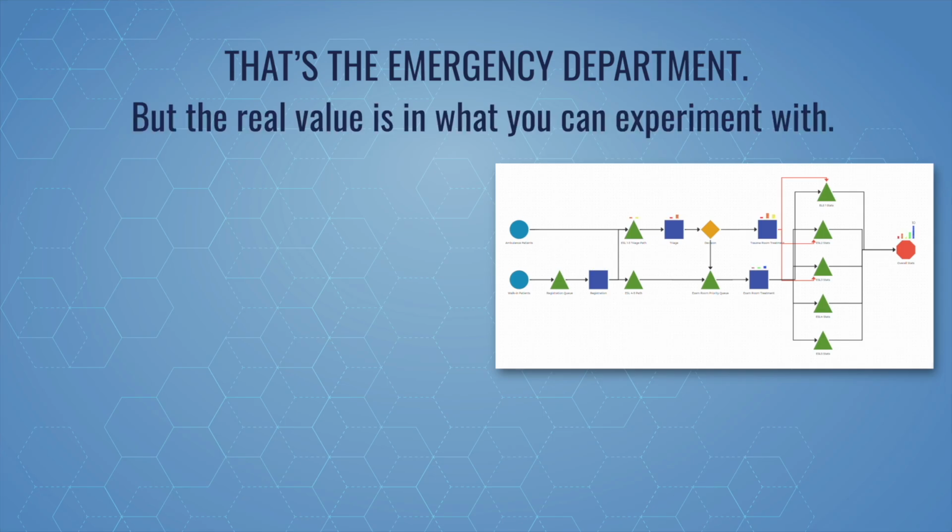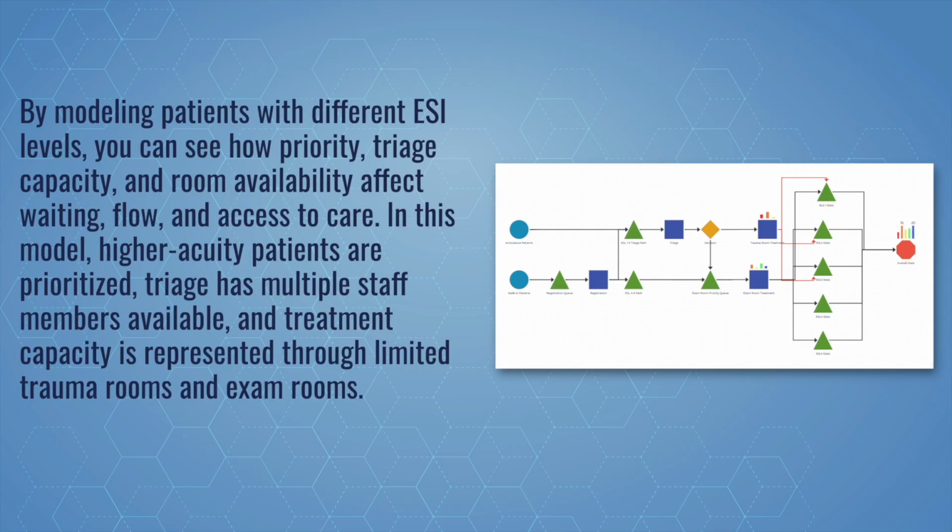But the real value is in what you can experiment with. By modeling patients with different ESI levels, you can see how priority, triage capacity, and room availability affect waiting, flow, and access to care. In this model, higher acuity patients are prioritized, triage has multiple staff members available, and treatment capacity is represented through limited trauma rooms and exam rooms.